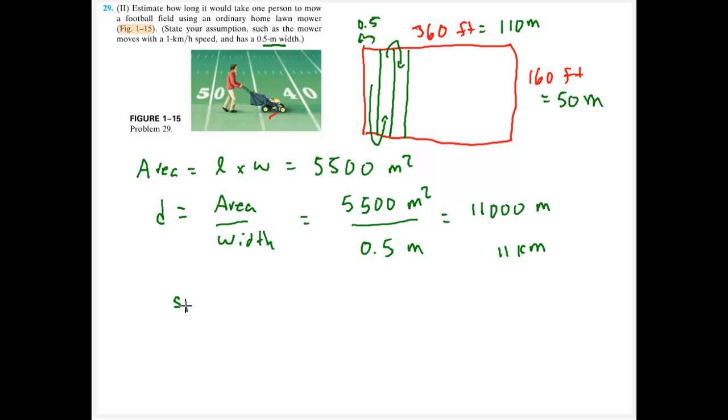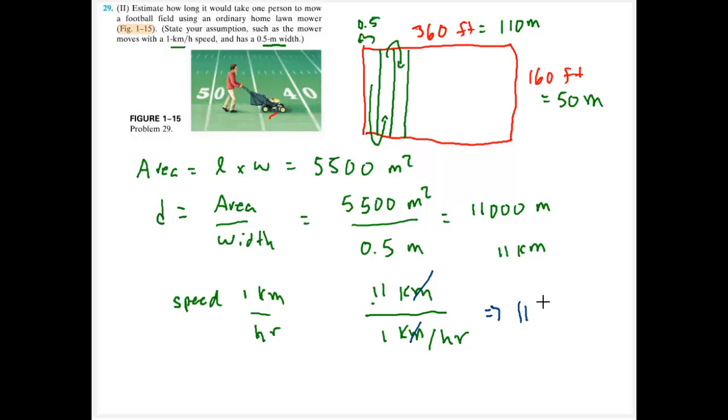Now let me just safely assume that my speed is going to be 1 kilometer per hour, as it suggests. So I'm going to be able to walk 1 kilometer in 1 hour. You can kind of see if I take my 11 kilometers and divide that by my speed, 1 kilometer per hour, the units of kilometer are going to cancel out, and hour is going to flip up to the top. So it's going to take me 11 hours to mow this football field with a conventional lawnmower.